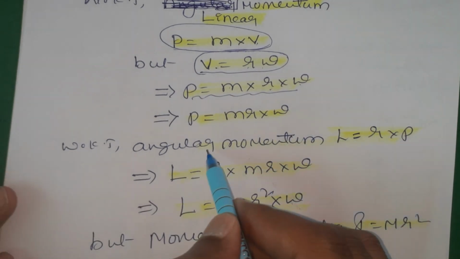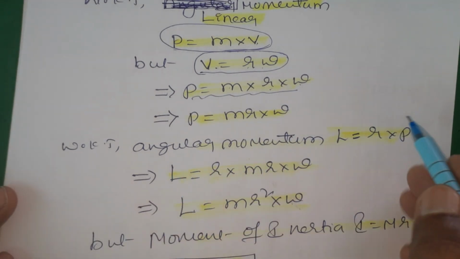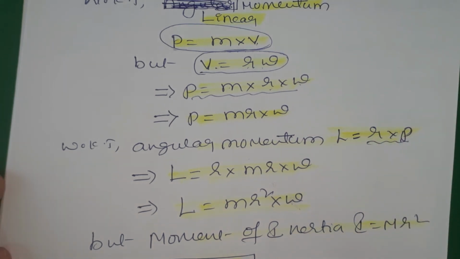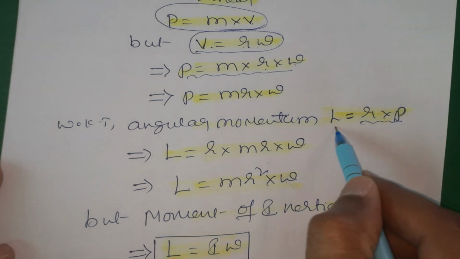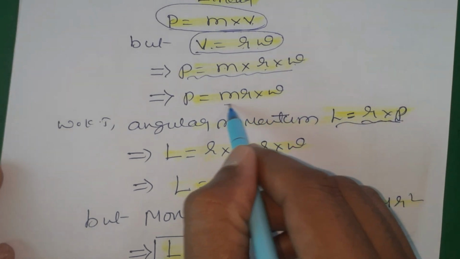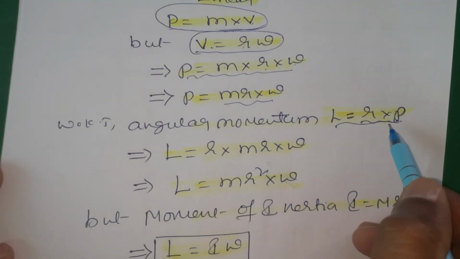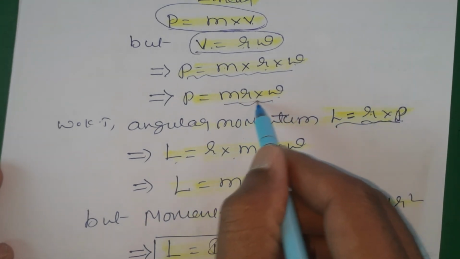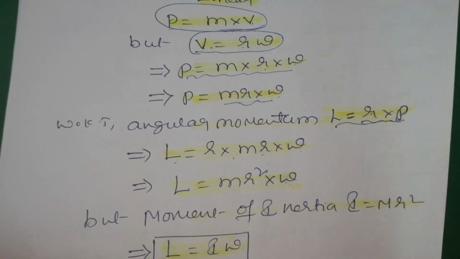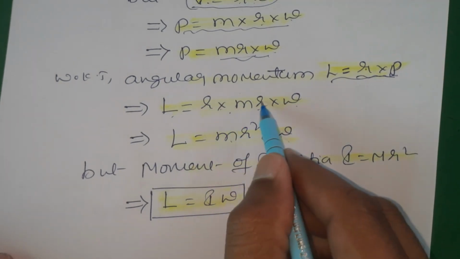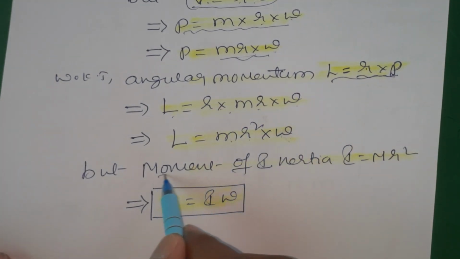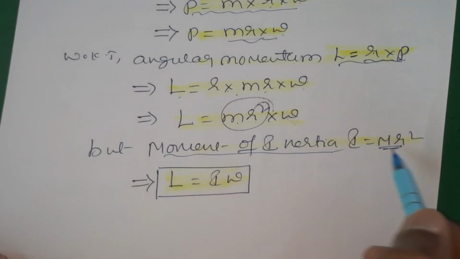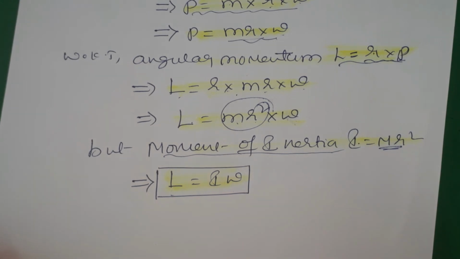So we know that angular momentum L is equal to the product of perpendicular distance and linear momentum అనేది తెలుసు కాబట్టి, so L is equal to R into P. అప్పుడు P బదులు మనం ఏం రాసుకున్నాము అంటే MR into omega. Therefore L is equal to R into P, means MR into omega. Then L is equal to MR square into omega. But we know that moment of inertia I is equal to MR square. So ఈ MR square బదులు మనం I రాస్తే L is equal to I omega.